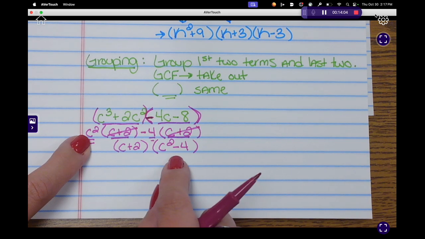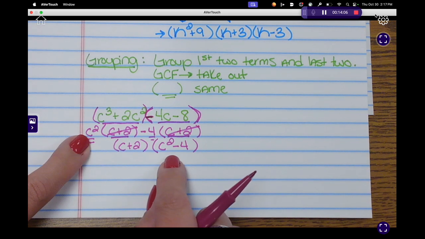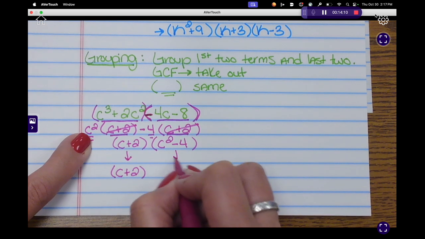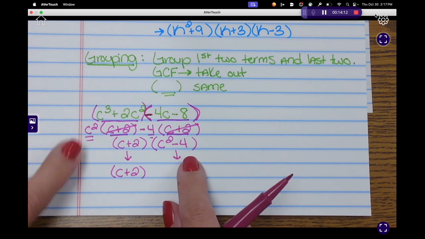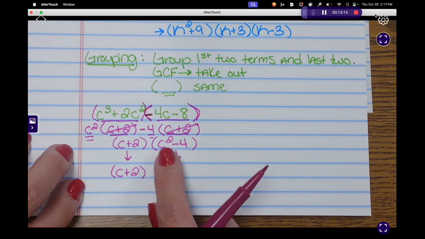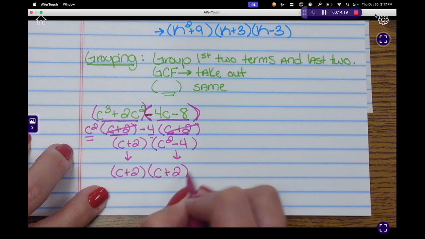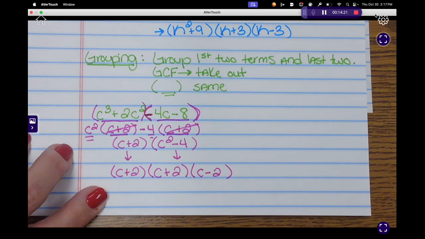Now, this is what we just talked about. Make sure I factor it out all the way. So I can't do anything else with this one. But here, I can factor that out more because this is a difference of squares. These are both perfect square roots. So this would be a c plus 2 and then a c minus 2. And that would be the complete factored form.